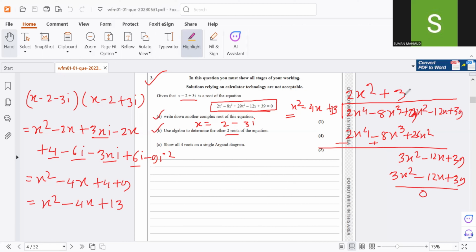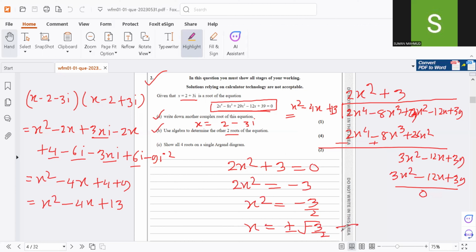So already we get 2x squared plus 3. We have to find the other two roots. So 2x squared plus 3 is the other factor of this polynomial equation. So we can write this factor equal to 0, and 2x squared equals minus 3, x squared equals negative 3 divided by 2, and x equals plus or minus root 3 by 2 i. So already we get these other two roots.